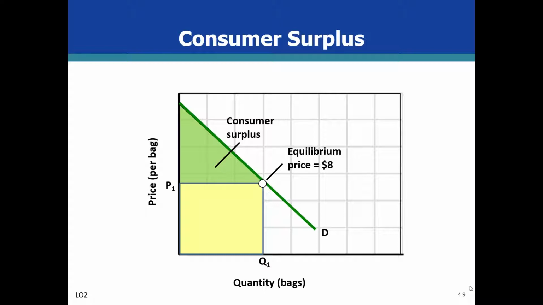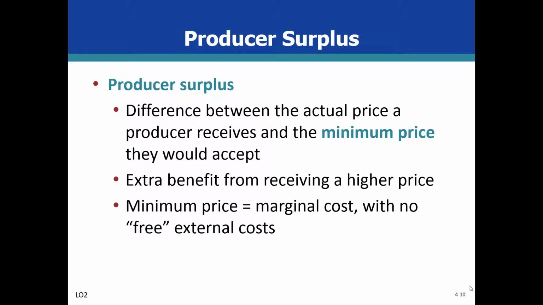Consumer surplus: people getting a benefit because the price is less than the maximum they were willing to pay. There is also the concept of a producer surplus. The producer surplus is the difference between the actual price a producer receives and the minimum price they would accept to bring the product to market. The extra benefit is what they get from receiving the higher price.